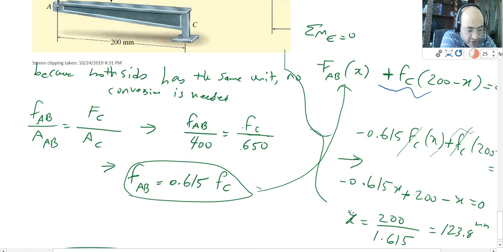And then to finish the calculation, remember we have three unknowns, right? We don't know F_AB, we don't know F_C, we don't know x, and that's why we need three relationships to be able to get it done.